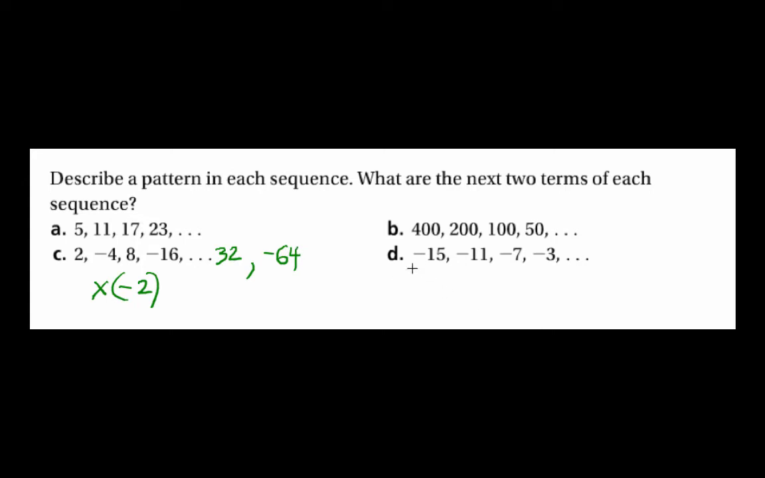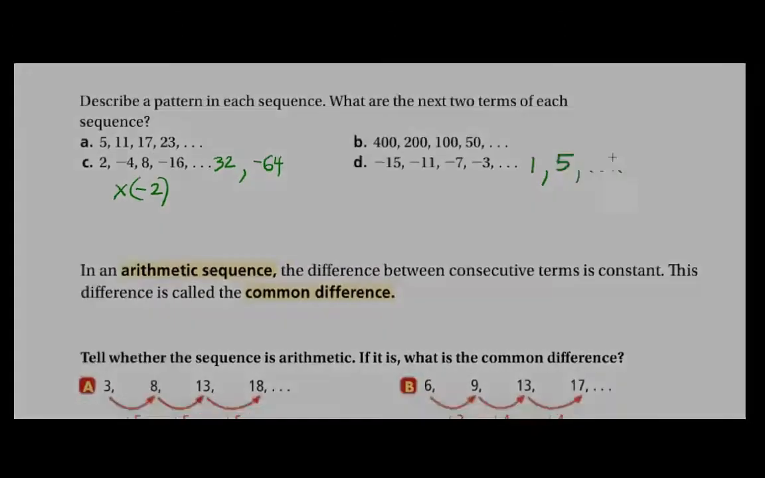Okay, and in part D here, we go from -15 to -11 to -7 to -3. So what's going on here? You could say that we are adding 4 every time. -15 plus 4 is -11, -11 plus 4 is -7, and so on and so on. So the next term in this sequence would be a 1, and then after that would be a 5, and that would continue on and on and on forever.